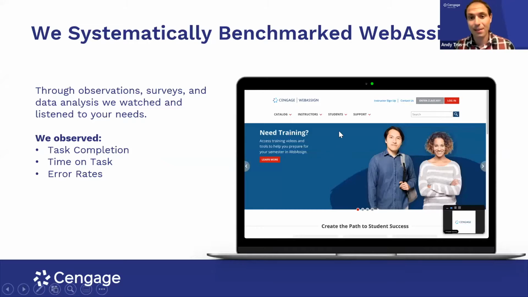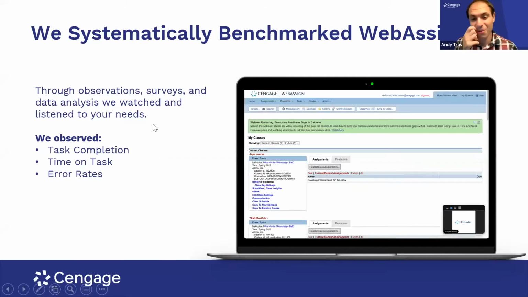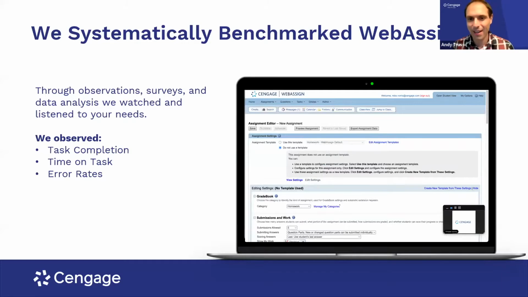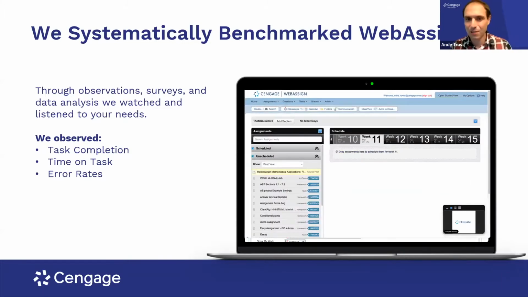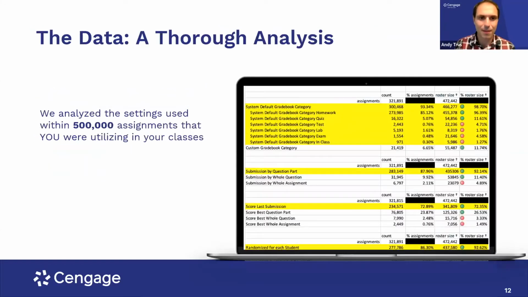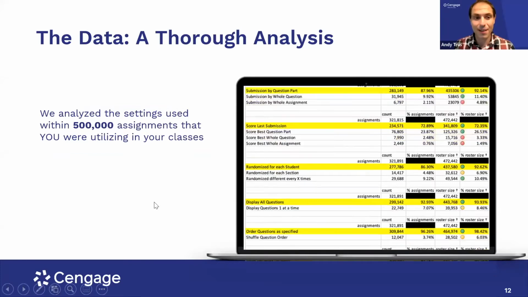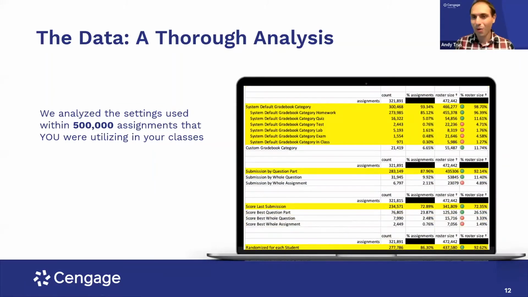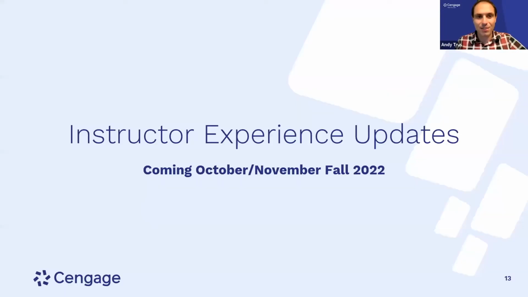So we systematically observed many of you using WebAssign and doing common tasks and looking at how often you failed or succeeded at doing different things in WebAssign. And we also looked at a lot of the data, analyzed over 500,000 assignments, and looked at, well, what are you actually doing in the system? And we'll get into what's actually going live this October, November, this fall.